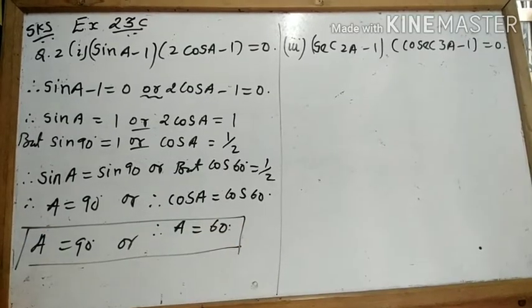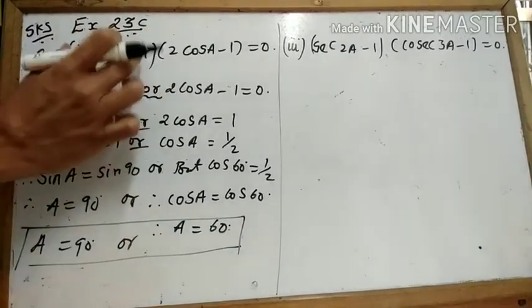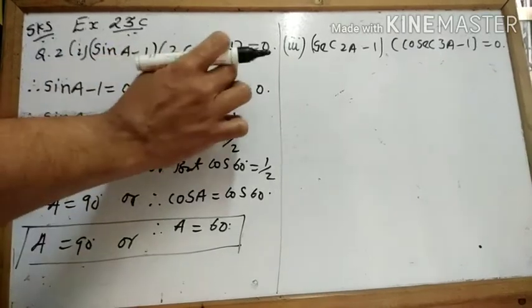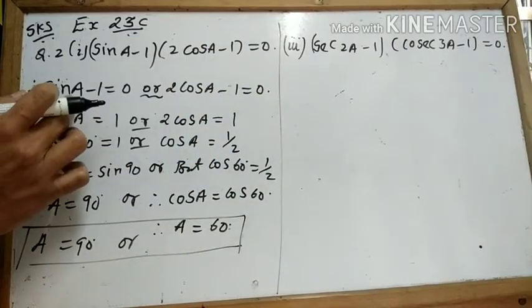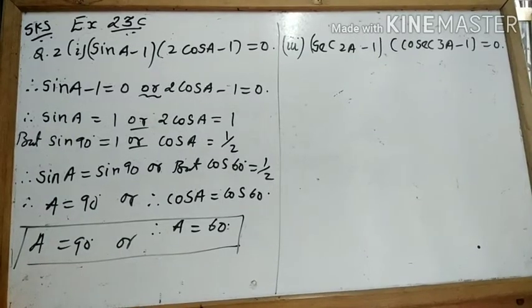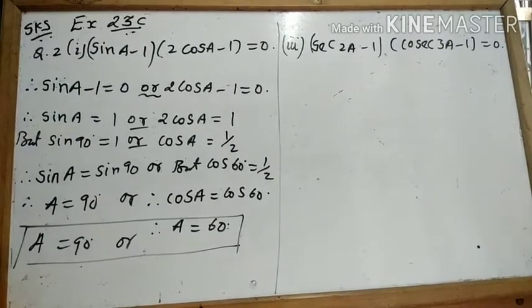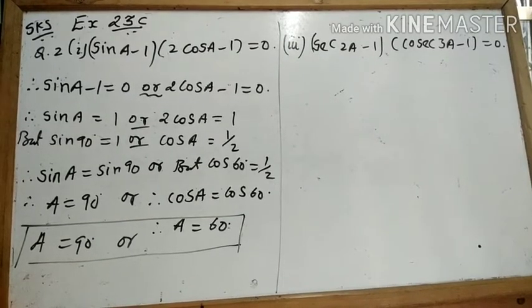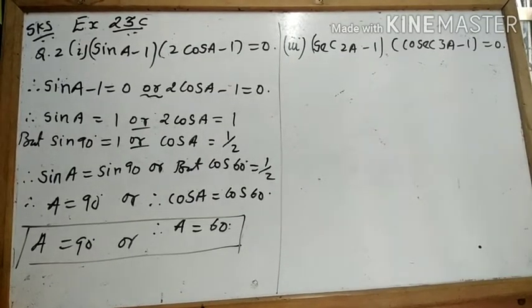Remember, we apply the concept that if product of two numbers is 0, then either first number is 0 or second number is 0. Let us check one more sub question. They have given sec of 2A minus 1 in first bracket, cosec 3A minus 1 in second bracket. Their product is given to us as 0.